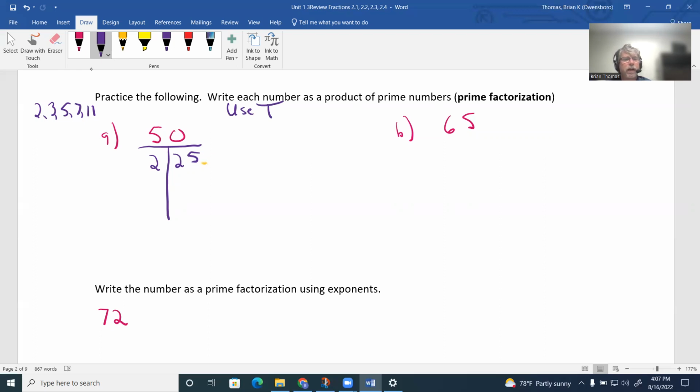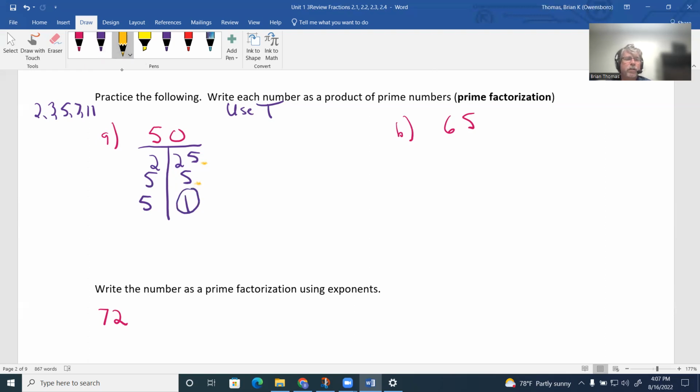That brings us to the 5. 5 does go into 25 5 times. So we know that 5 times 5 is just going to be this 25. Now our attention turns to this 5. And we stay with the 5 until it doesn't work. But yeah, 5 does go into 5 one time. In other words, 5 times 1 is going to be 5. So once you get down to this 1, I've completed my prime factorization.